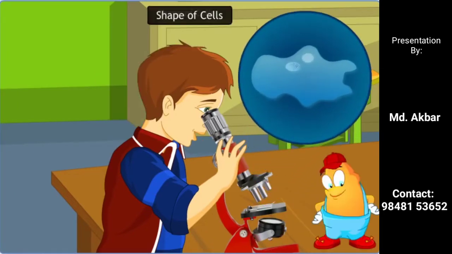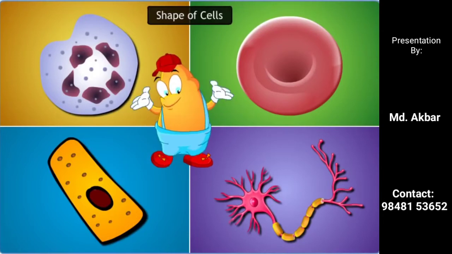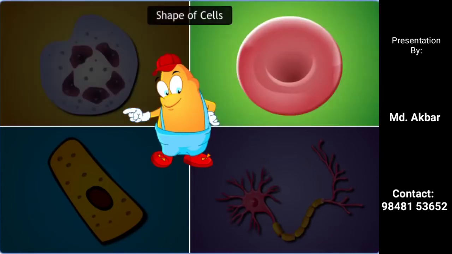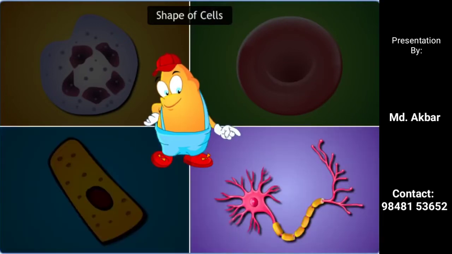This amoeba seems to have no real shape at all. Are all cells shaped like that? Well, no. Cells are of many different shapes. The shape of a cell depends on the function that it performs. Cells can be spherical, round, elongated, pointed, and even branched.